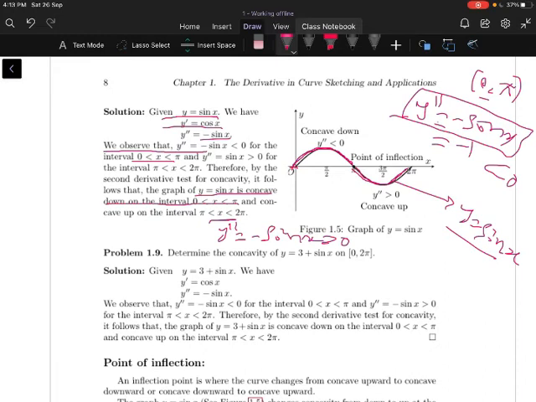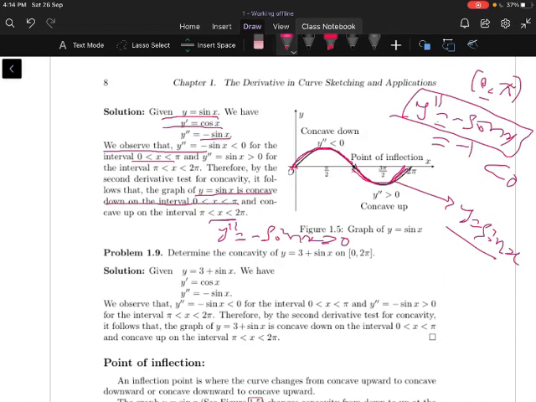Let us check. When x equal to pi, sin pi is 0, that is y double dash is 0, fine. When x equal to 3 pi by 2, sin 3 pi by 2 is minus 1, minus of minus is plus 1. And when x equal to 2 pi, that is 0. Yes, so y double dash is positive for this interval. So therefore, the curve is concave up for the interval pi to 2 pi.